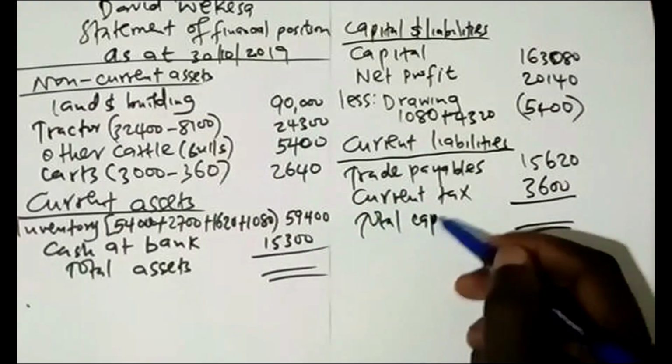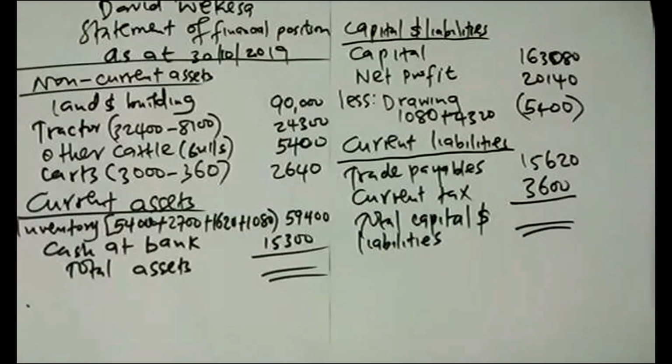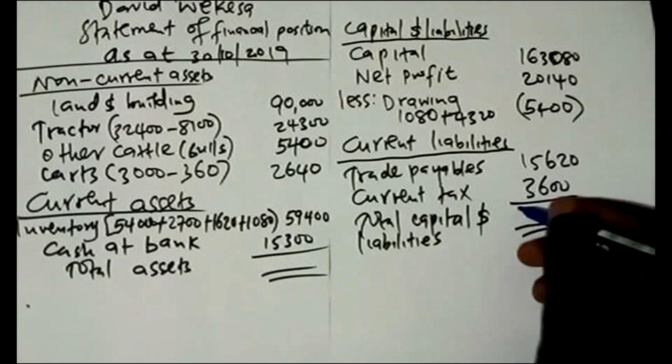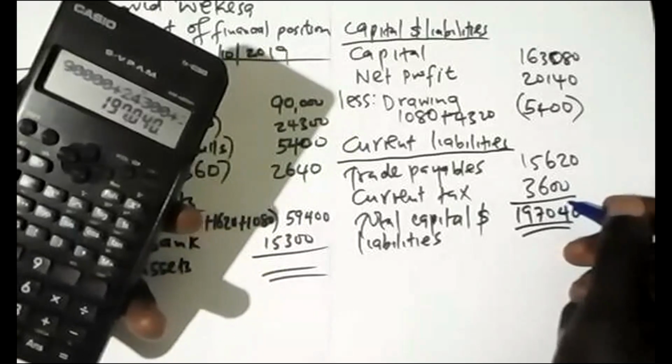So you say total capital and liabilities. Check if the equation is balancing. Assets. Capital and liabilities, 197,040. So 197,040, which means it's balancing, because for the assets, I'm getting 197,040.